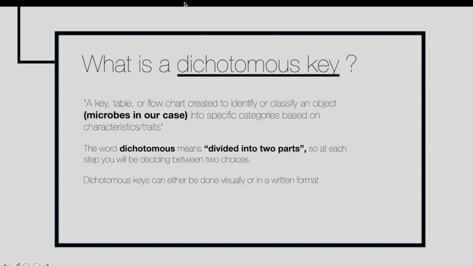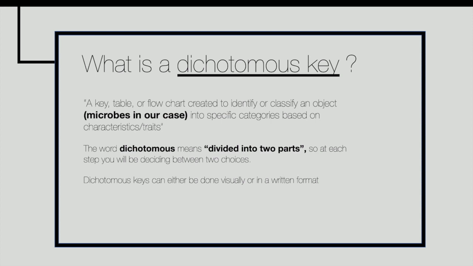Another thing to mention is the word itself, dichotomous, which means divided into two parts. I really want to emphasize that part, divided into two, because at each step you have to maintain that distinction between two choices. If you are deciding between three things, your dichotomous key won't function as well, and it just ends up getting very complicated, and you lose that streamlined functionality of your dichotomous key.